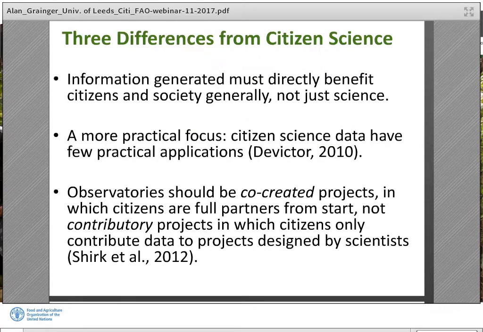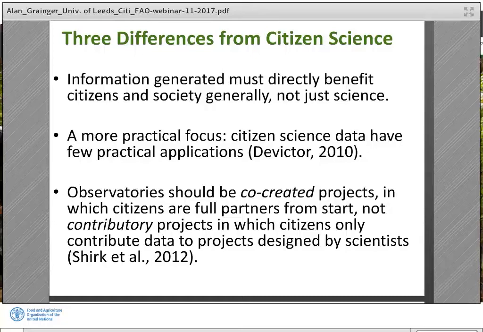Citizen observatories differ from citizen science in three ways. The information they generate must directly benefit citizens and society generally, rather than science alone, as in citizen science. Citizen observatories have a more practical focus than citizen science, which so far has had relatively few practical applications.